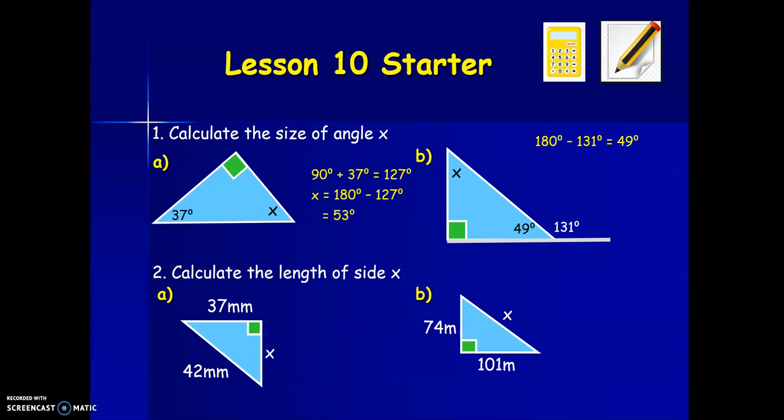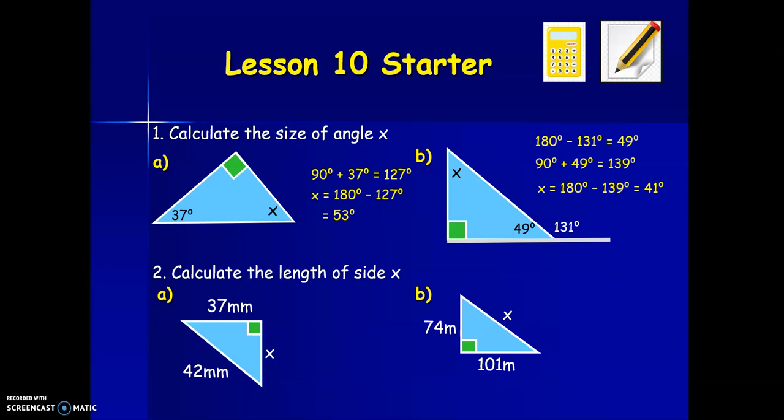If we add this internal angle of 49 degrees to the right angle, we get 139 degrees as a total. And then lastly, take 139 degrees away from 180 degrees in the triangle, and we get 41 degrees for angle X.